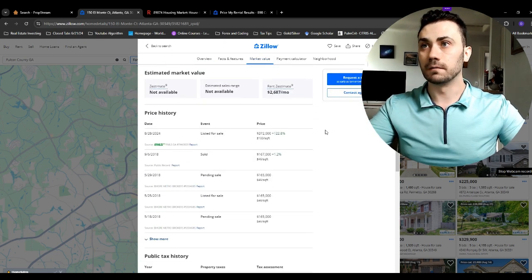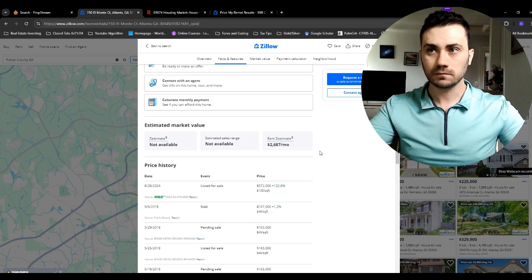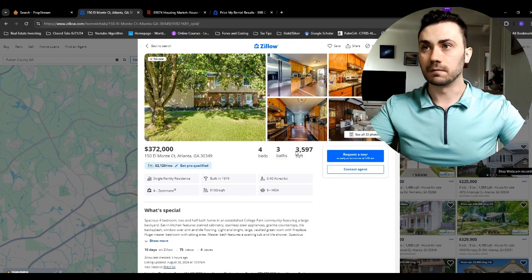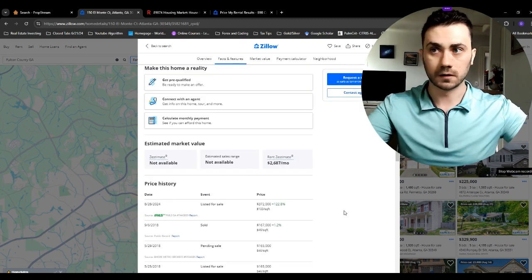We're going to go to the rental estimate from Zillow, and we can see here that the rental estimate is $2,687 a month. I disagree with that. Because the property does need cosmetic work, in order for it to be rented out within 30 days to a tenant, I think the rental value would probably have to be closer to $2,400 a month.